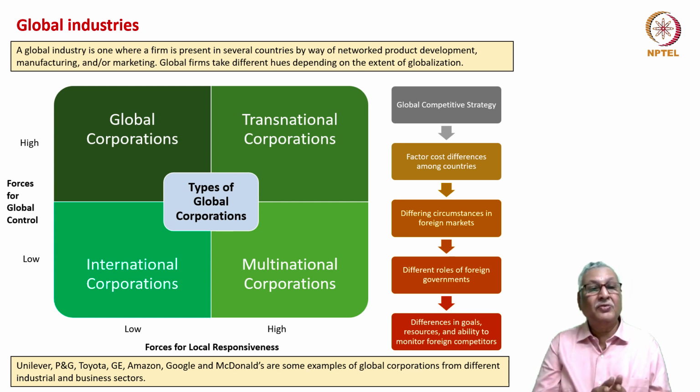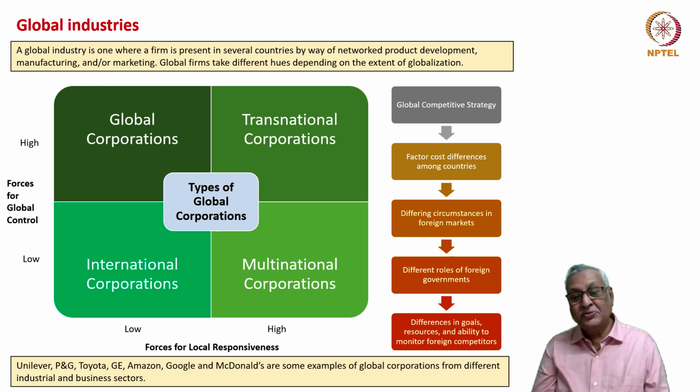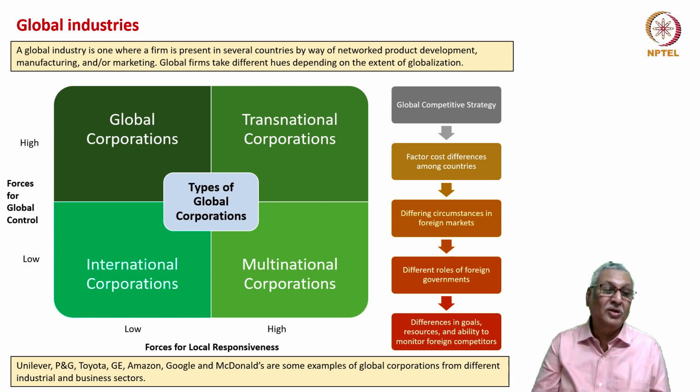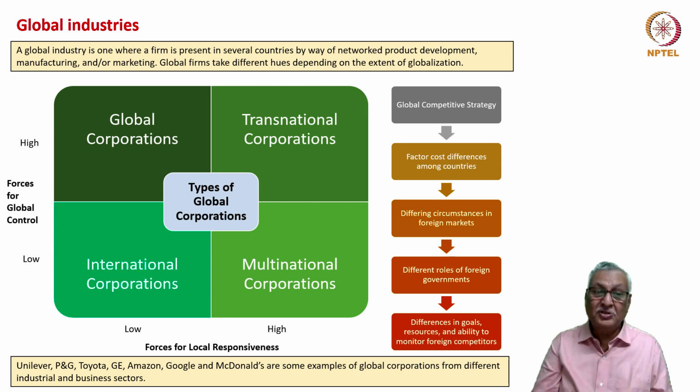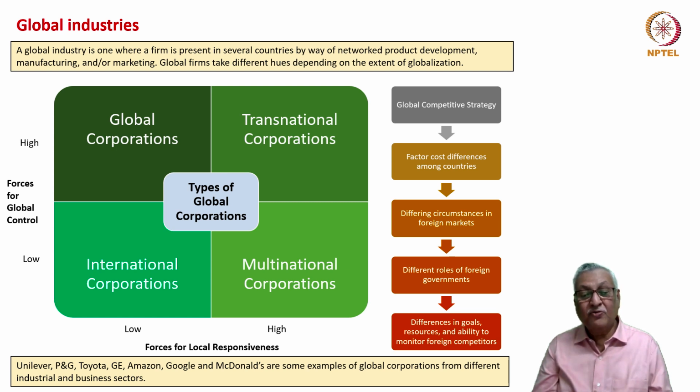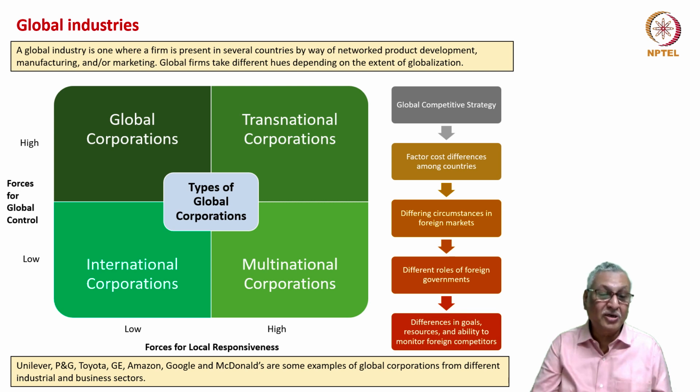control is low, you will have international corporations. When the force for local responsiveness is high, but the force for global control is low, then you will have multinational corporations. When the force for local responsiveness is low and global control is paramount, you will have global corporations. On the other hand, when there are forces for local responsiveness that are high and also forces for global control high, you will have transnational corporations.